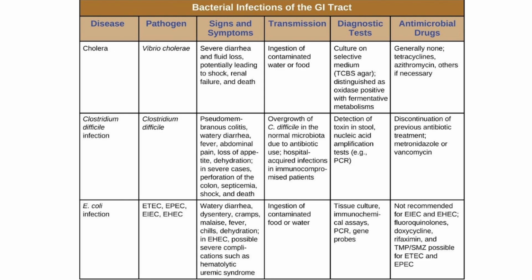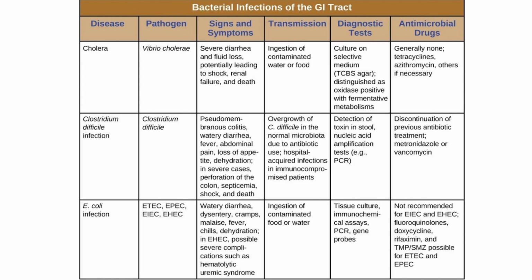So the first one is about cholera, and the pathogen which causes the disease is called Vibrio cholerae, and the signs and symptoms include severe diarrhea and fluid loss, potentially leading to shock, renal failure, and death. So these are very severe signs and symptoms. And the mode of transmission, how Vibrio cholerae is going to be transmitted, is the ingestion of contaminated food and water.